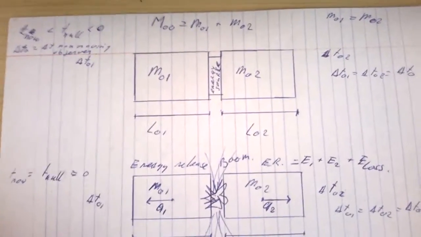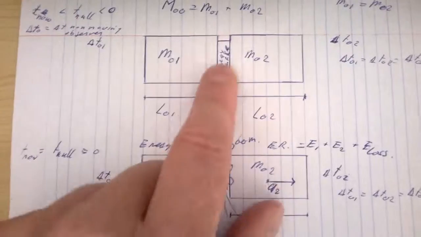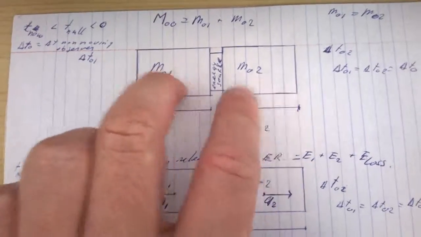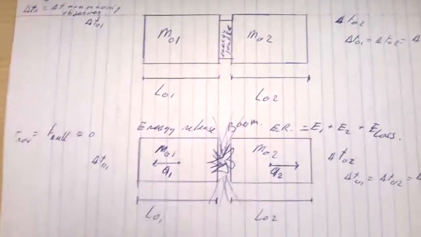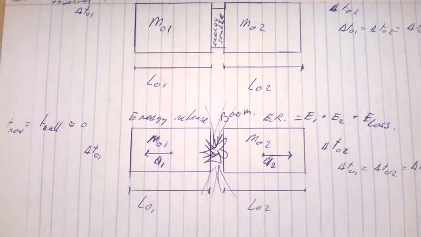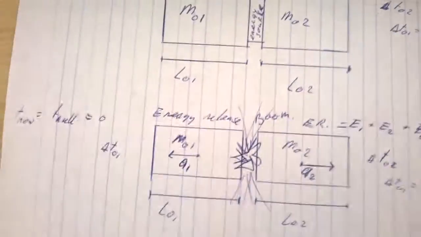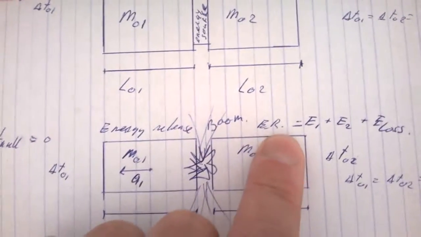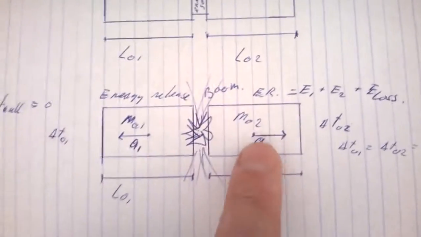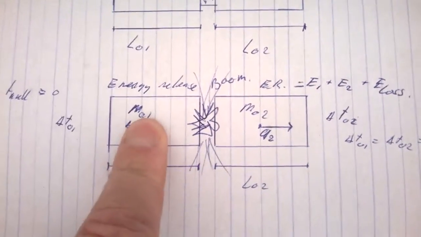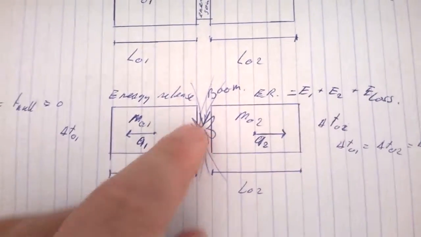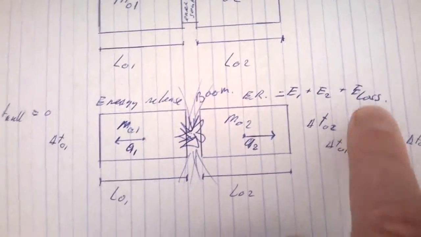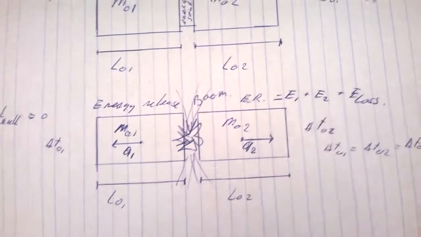Now, what happens if you add energy or release energy? Suppose that is an explosive or an energy source which drives apart these masses. They're equal. So what happens at t0 when the explosion takes place? Energy is released, and the energy release is the kinetic energy of both m1 and m2 plus a certain kind of loss. You always have an energy loss: heat is generated, light may be generated.